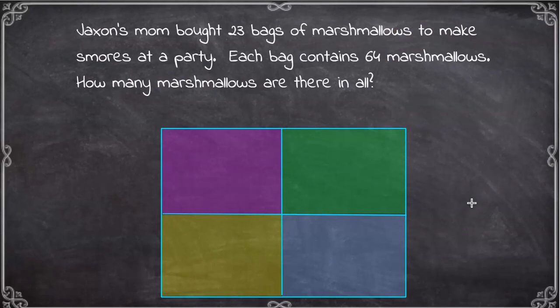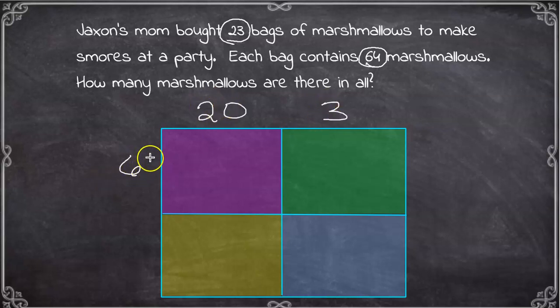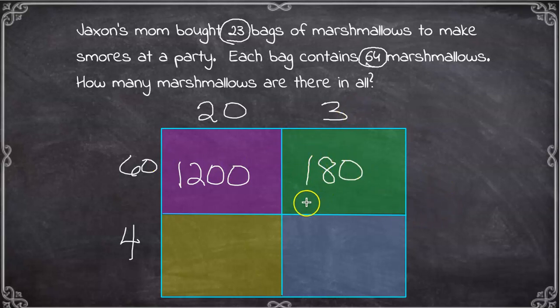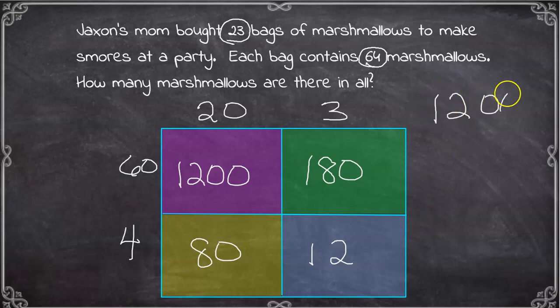And lastly, we're going to work a word problem. Jackson's mom bought 23 bags of marshmallows to make s'mores at a party. Each bag contains 64 marshmallows. How many marshmallows are there in all? So we're going to use the box method to multiply 23 times 64. 20 times 60, 2 times 6 is 12, and the 2 zeros, 1200. 3 times 60 is 180. 20 times 4 is 80, and 3 times 4 is 12. And then we're just going to add up all those partial products.